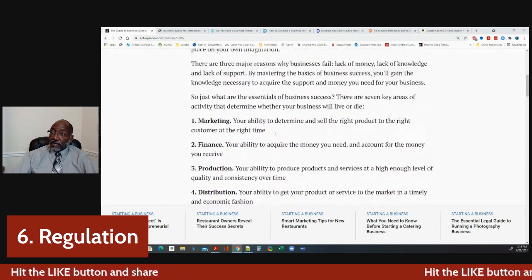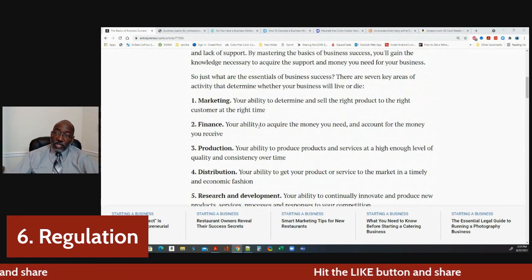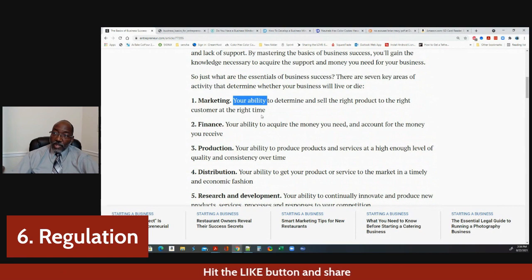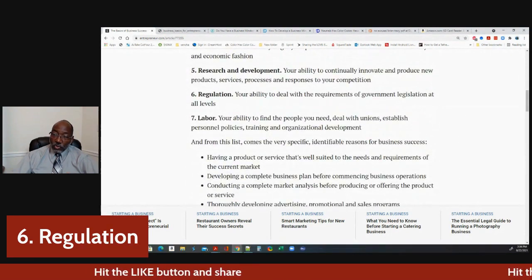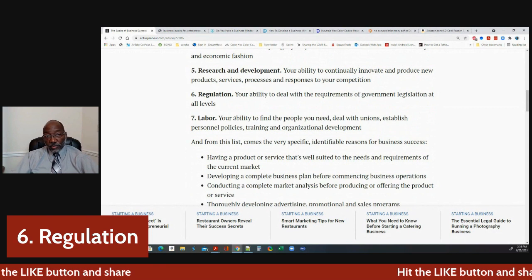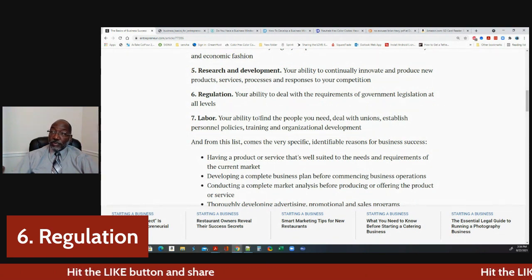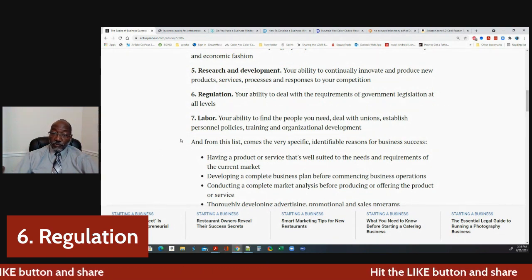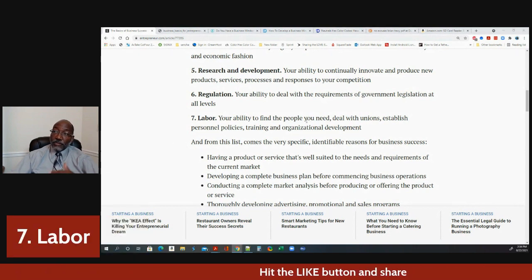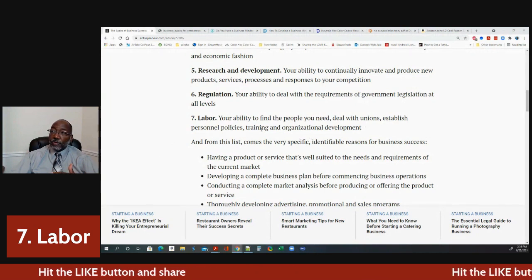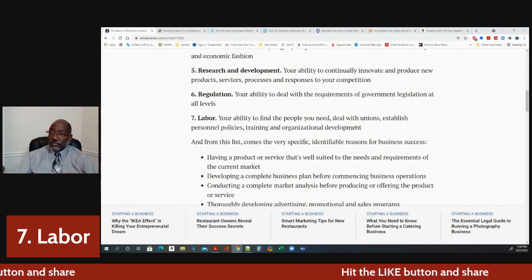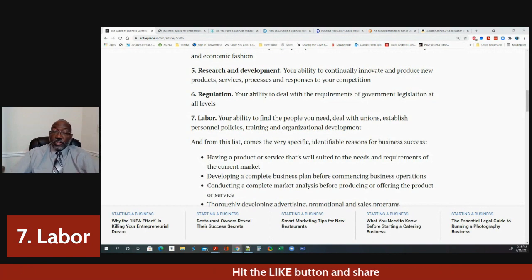And note what this is saying. If you notice something here, the theme is your ability. Every single one of these says your ability. Stop depending on other people and looking for other people to do it for you. It's your ability. Do you have the ability? Your ability to find people you need, when it talks about labor, your ability to find people you need, deal with unions, establish personnel policies, training, and organizational development. So if it's just you, how are you going to develop yourself? How are you going to make things work for you? Okay.